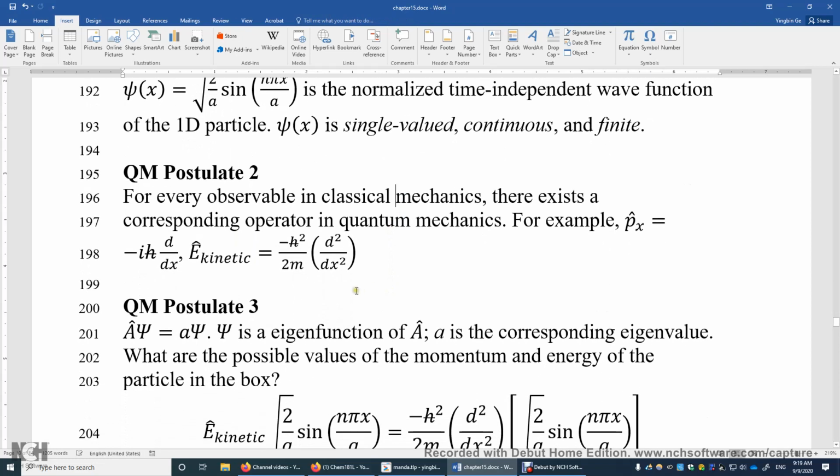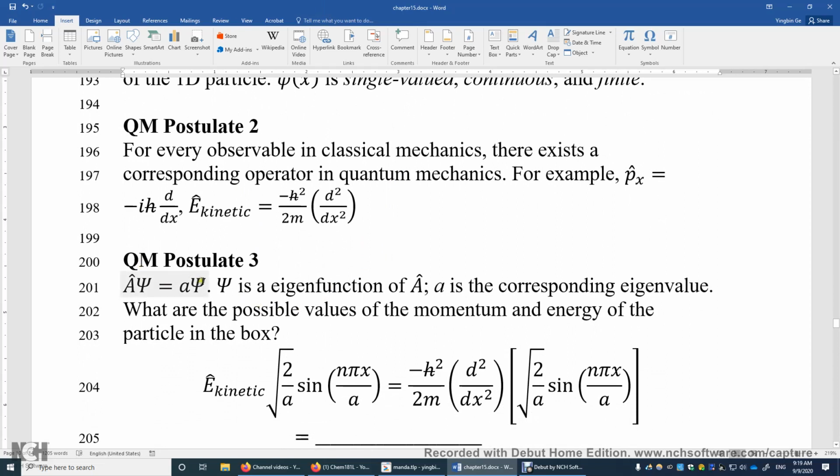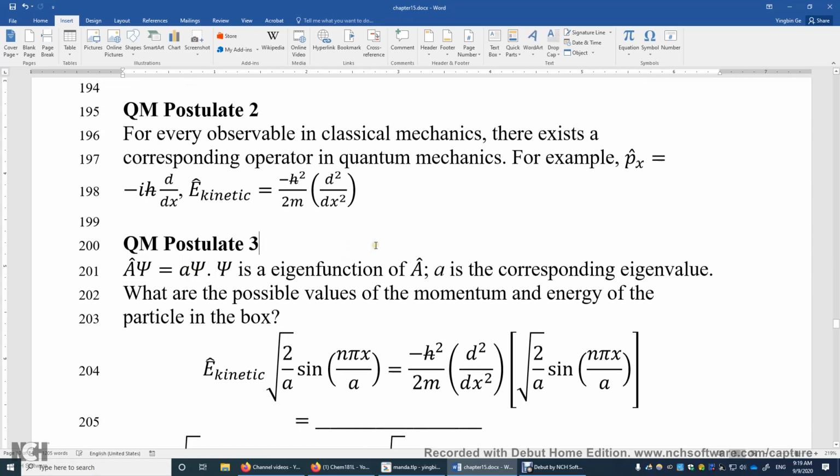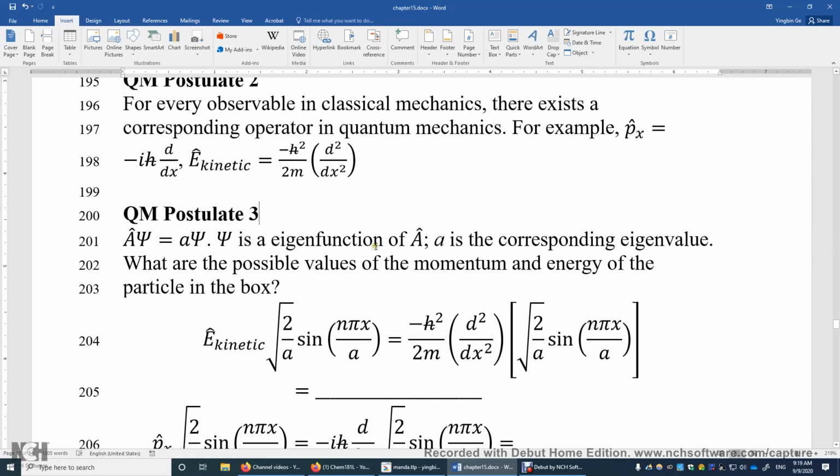Now postulate 3. A psi is equal to a psi. This is an operator A, uppercase A, and this is lowercase a. This lowercase a is the eigenvalue of the wave function psi. So now let's try a few examples.